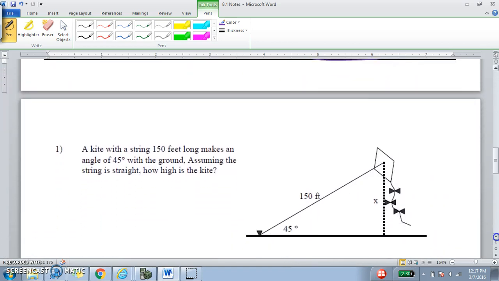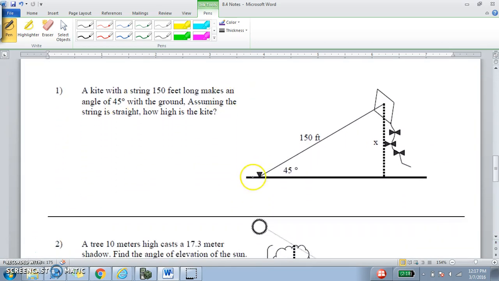Okay, and the rest is just more examples. So if you've got a kite with a string that's 150 feet, so this is the string of the kite, it makes an angle of 45 degrees with the ground. Assuming the string is straight and it's not bunched up or anything, how high in the air is the kite? So now this is our opposite. The length of the string is now our hypotenuse, because this would be our right angle right here from the kite to the ground.